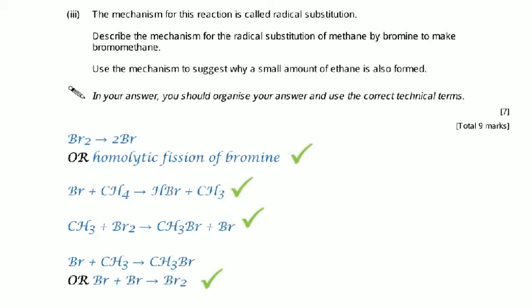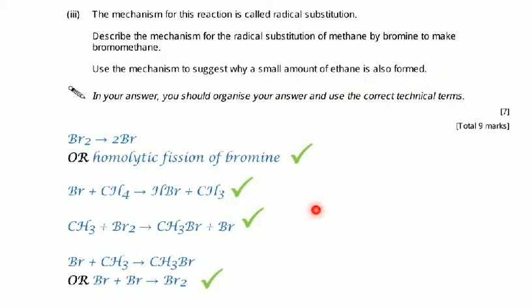The last part of the homework is something that students generally find slightly difficult, mainly because they see a blank page and quite a few marks and they think, oh my god, what do we write here? It's actually not that bad. Close attention needs to be paid to exactly what the question has been asking for. They're asking for the description of the mechanism, which in reality means drawing out the equations, and then suggesting at the end why a small amount of ethane is formed.